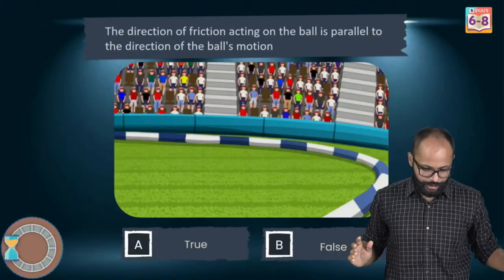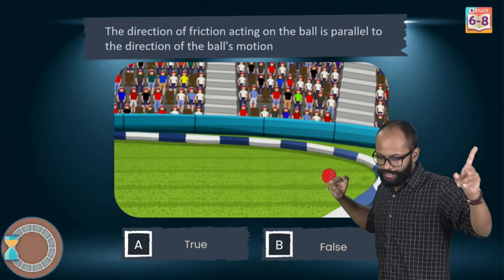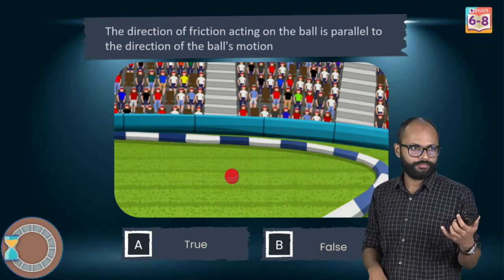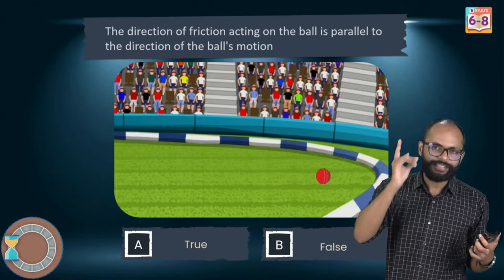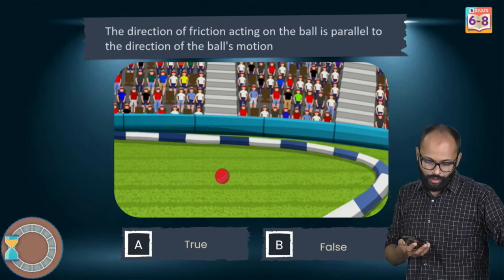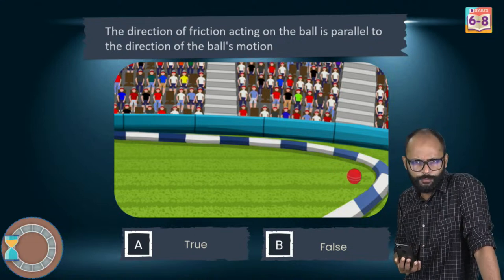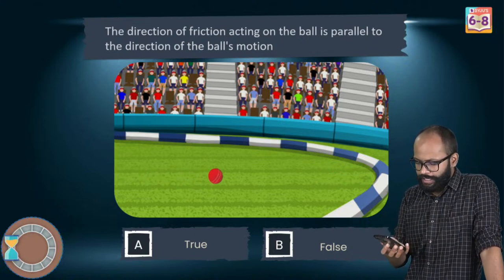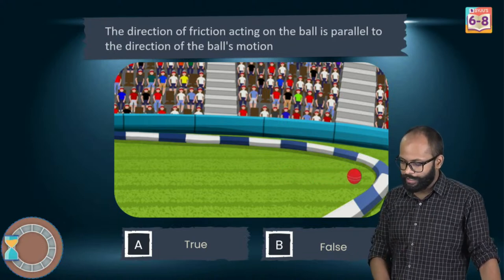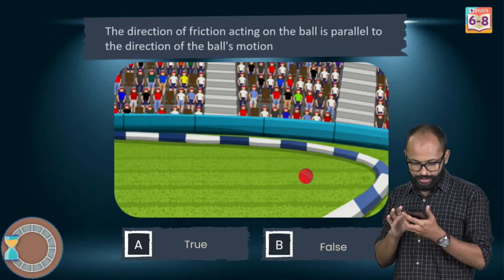Ready for the next poll question? Look carefully. We have only two options in this, A and B. Let's have the options. The direction of friction acting on the ball is parallel to the direction of the ball's motion. True or false? A says true, B says false. So I'll give you two options now, A and B, in the chat.